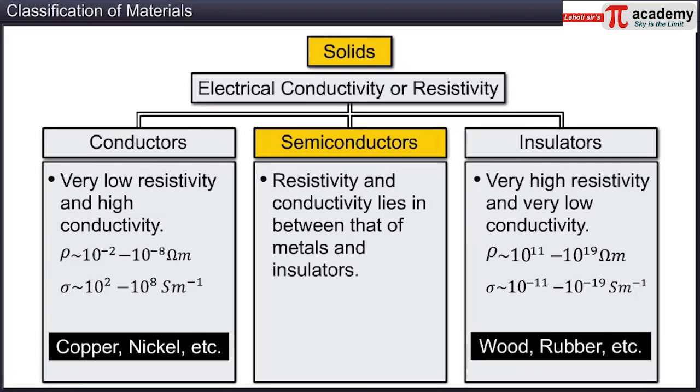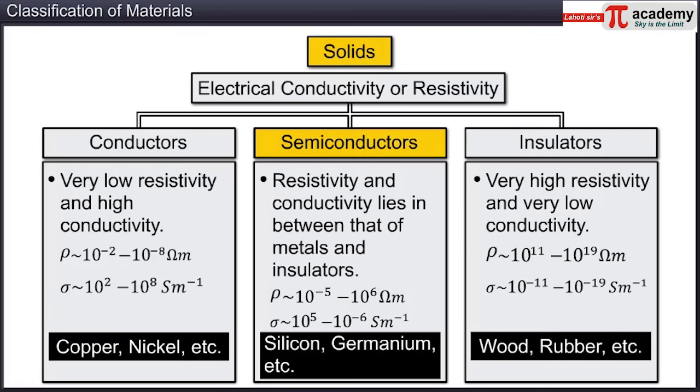Semiconductors have resistivity and conductivity which lie in between that of metals and insulators. Thus, they have lesser conductivity and higher resistivity than metals, and higher conductivity and lower resistivity than insulators. Their resistivity ranges between 10 raised to the power minus 5 to 10 raised to the power 6 ohm meter. They possess conductivity in the range of 10 raised to the power 5 to 10 raised to the power minus 6 Siemens per meter. Some examples of semiconductors are silicon and germanium.